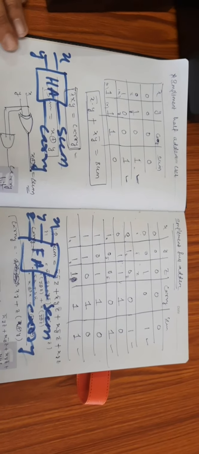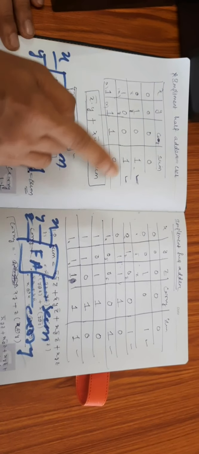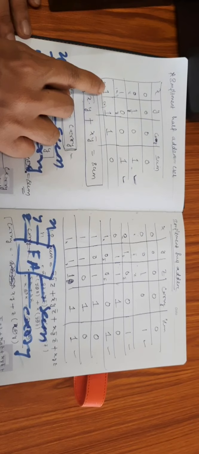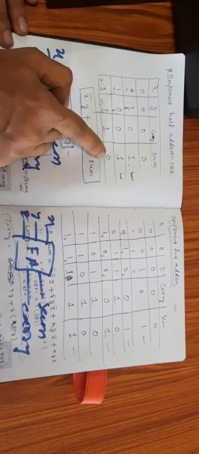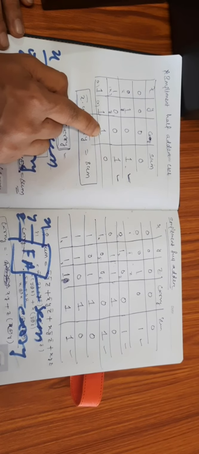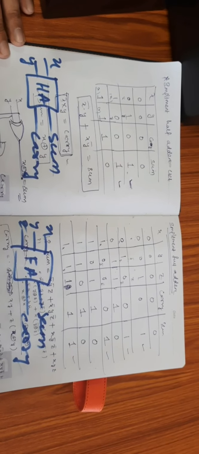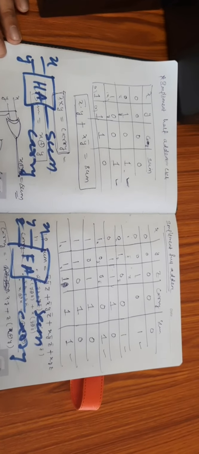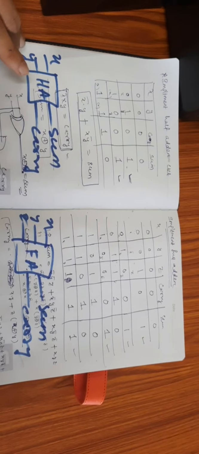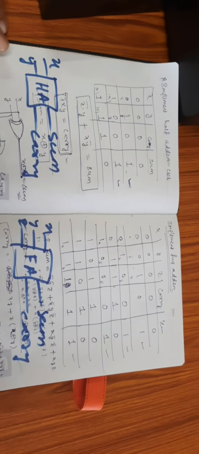So here we know the truth table. For 1 1, the sum is 0. We know that obviously 1 plus 1 is 10, but in this 10, the 0 is the sum bit and 1 is your carry bit. Like if you add 5 plus 6, it is 11. In 11, one bit is your sum bit and another bit is your carry bit.